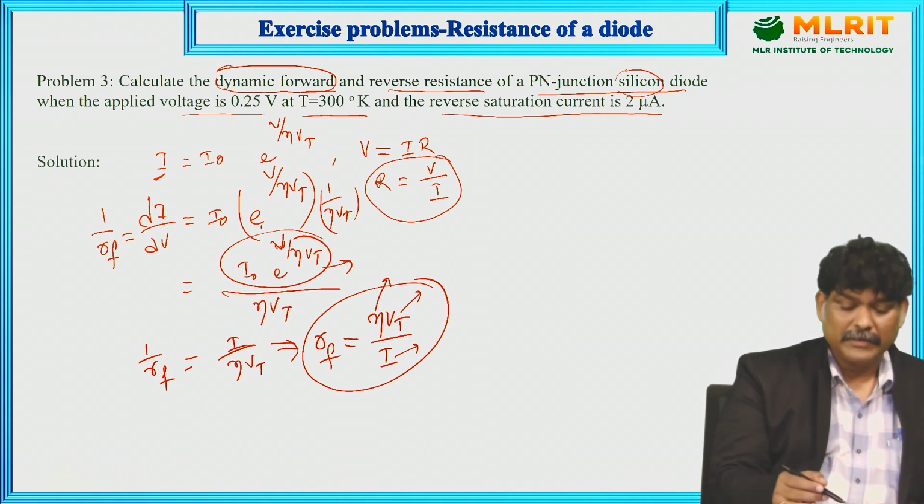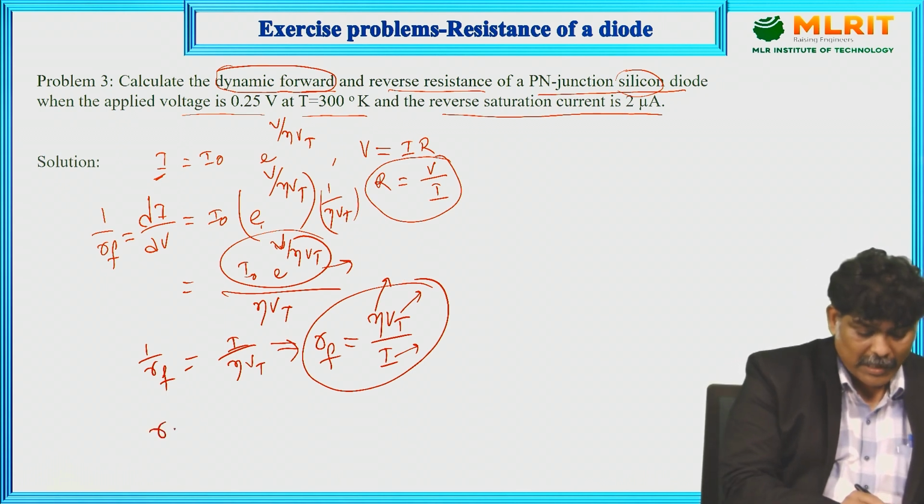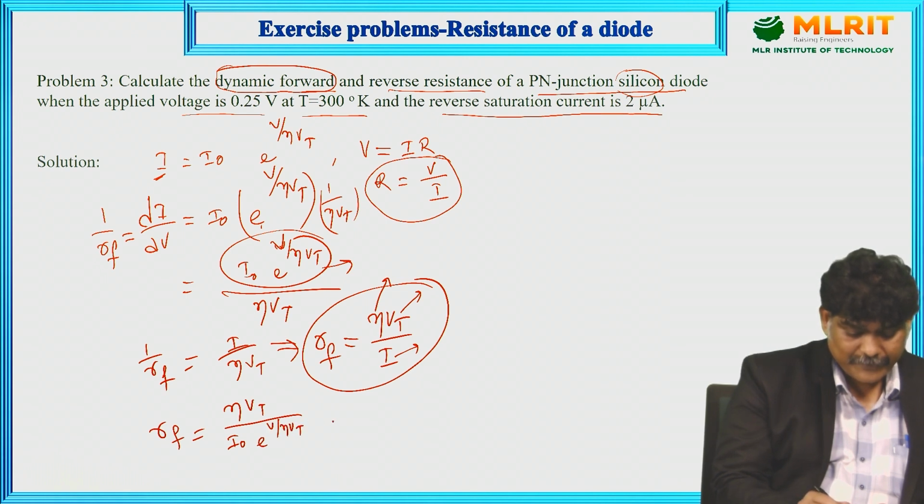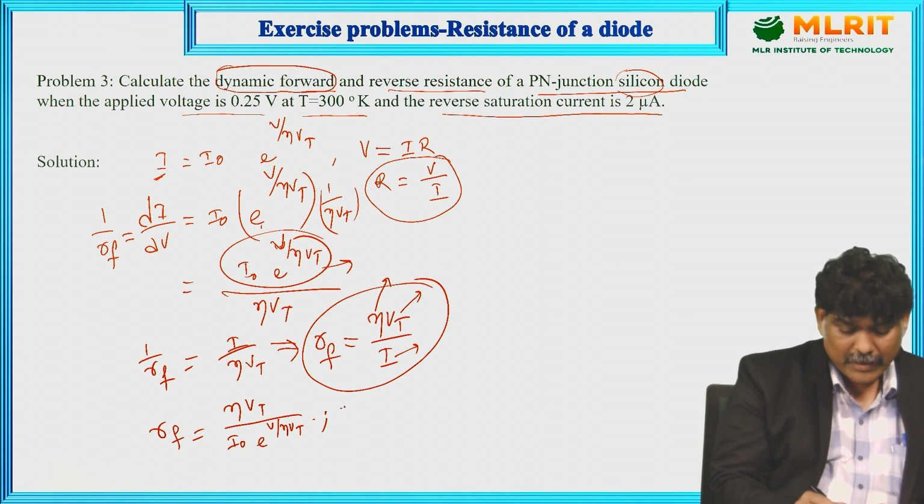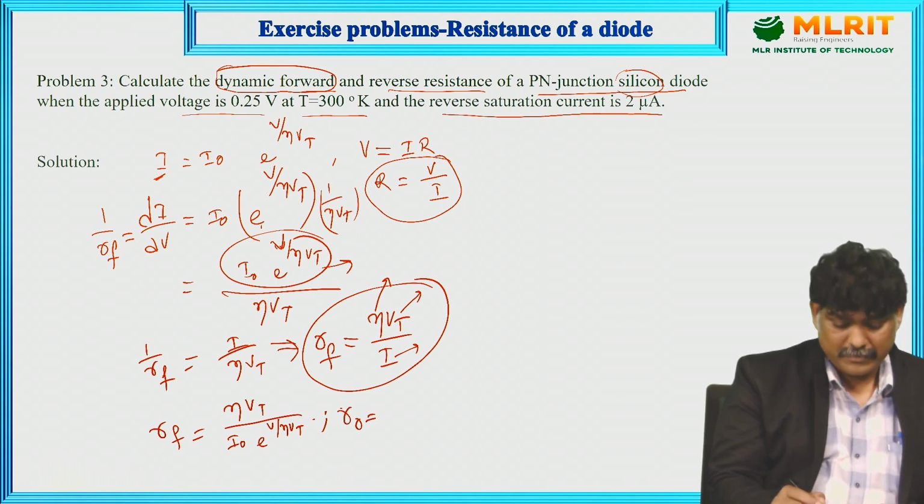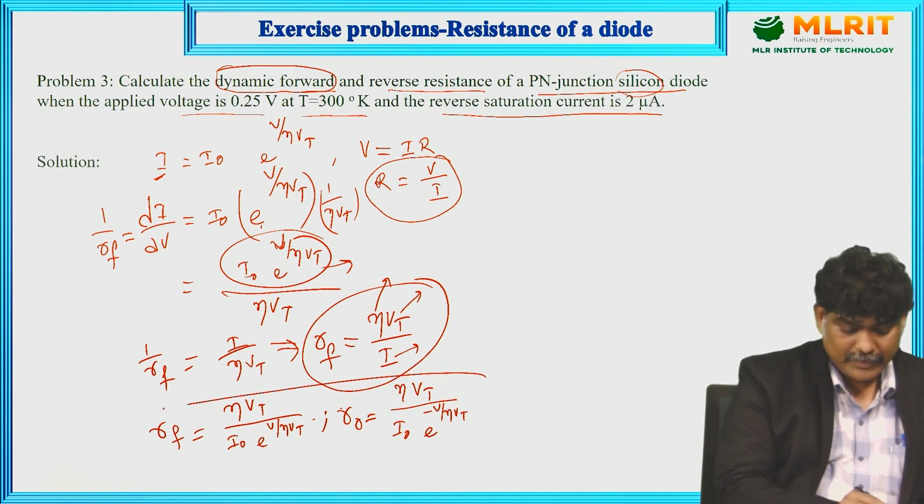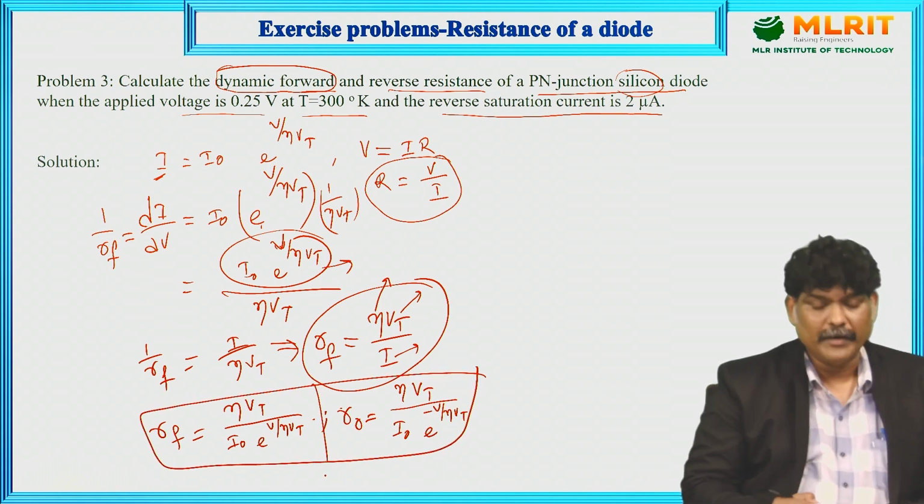Similarly, Rf can be written as Vt by I, which is Vt by I naught into e power plus V by eta Vt, as we have written. Whereas in contrast, in the reverse direction, that is reverse resistance, in the reverse bias direction you have to write eta Vt by I naught into e power minus V by eta Vt. These two are very, very important.